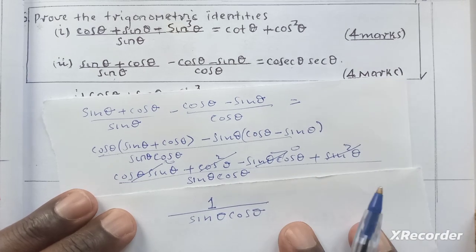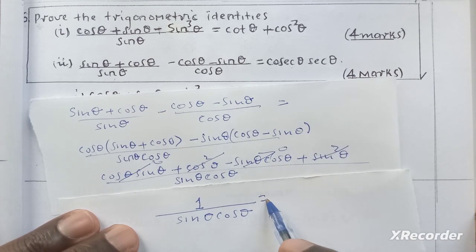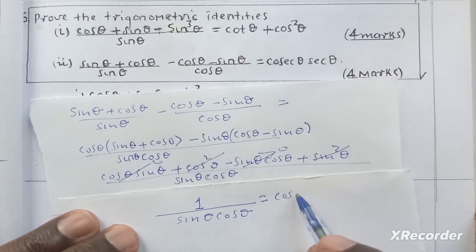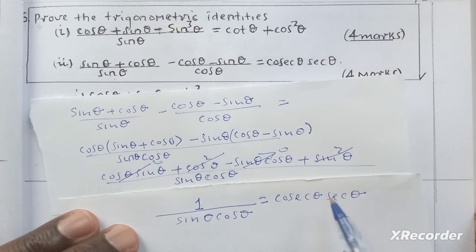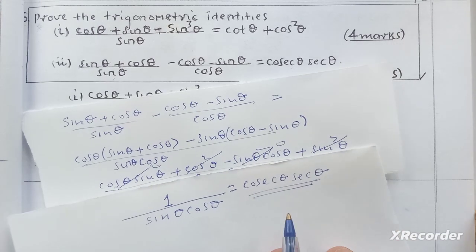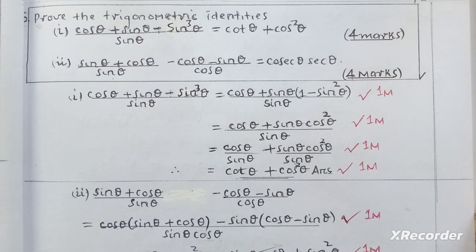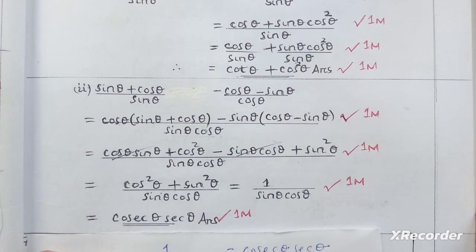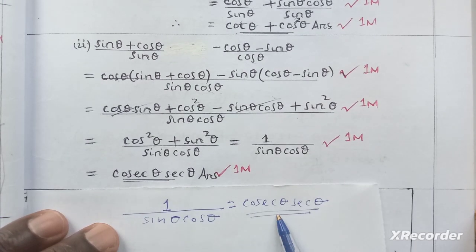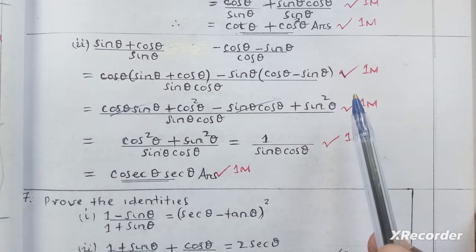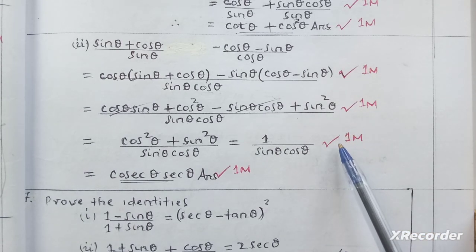So these are reciprocals of sine and cos. So finally we'll get cosec theta sec theta as our answer. So that's what we're going to get. As you can see here, you can compare this and that, and that's what we are getting for this question. So I have done it systematically. I have awarded marks as need be.